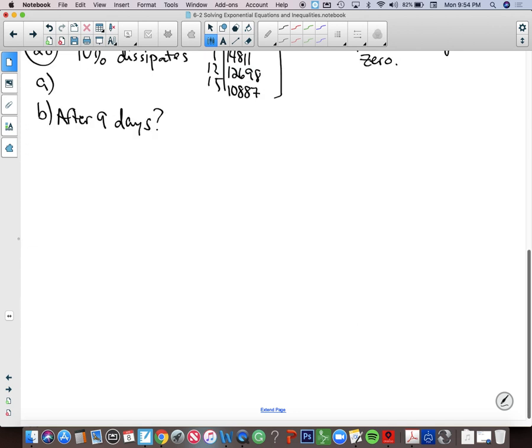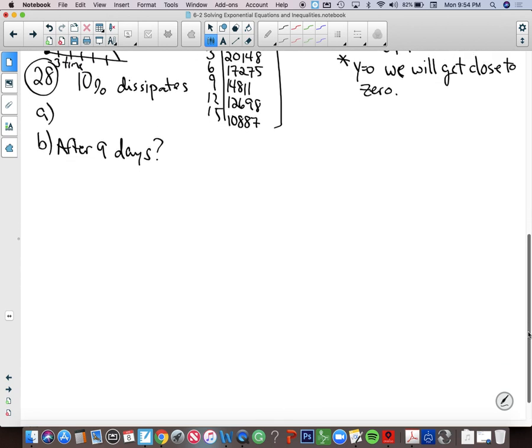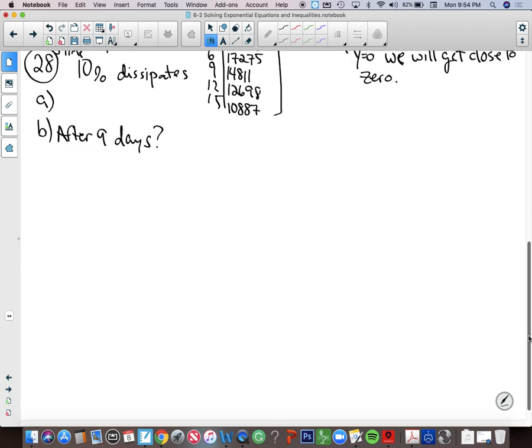28, it's talking about medical uses of this. We have an unknown drug that dissipates 10% each day. Okay, so identify this as growth or decay. That would be a decay, obviously. It's going to dissipate, so it's a decay model. And then B says how much of the original amount remains after 9 days.